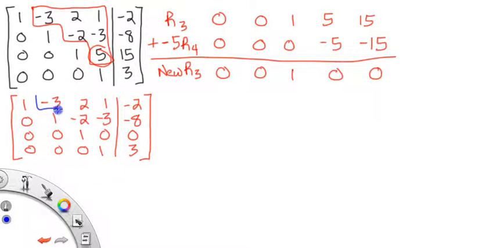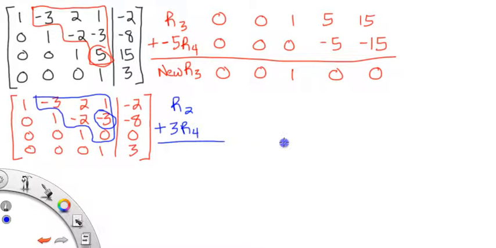So now to focus again on that upper staircase, the next term that I'm going to get rid of is this negative 3, and I don't want to use row 1 because that will reintroduce terms. I can't use row 3 because it has 0 in that position, so I have to use row 4 again. So I'm going to take row 2 and add it to negative 3. So I need this one to be a positive 3, so that will cancel out. So I'm going to multiply row 4 by a positive 3. And that will give me my new row 2.